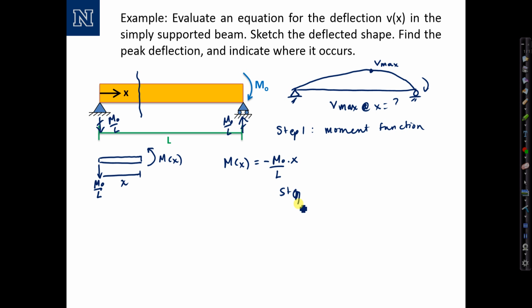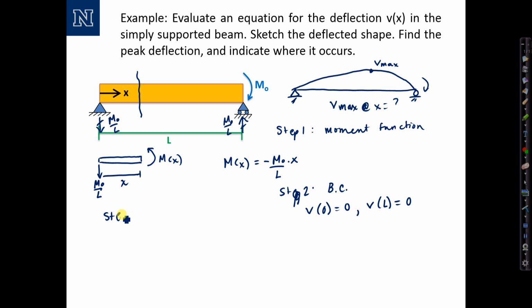Step 2 is the boundary conditions. We have a pin at each end. At each location, we know that the deflection, not the rotation, but the deflection equals 0. We write those boundary conditions. V of 0 equals 0, that means V at x equals 0 is equal to 0. And then V at x equals L is equal to 0. We must clearly identify the locations where the boundary conditions apply.